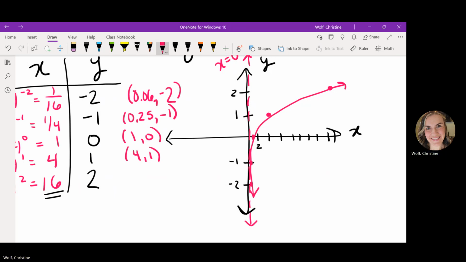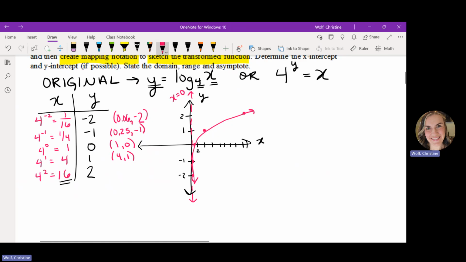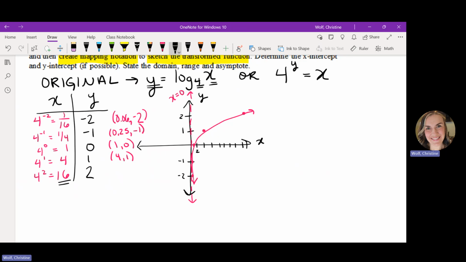Okay. It asked me to state a few things. So it asked me to state the x-intercept, which we already found. We graphed it. It was in our table of values. Okay. There is no y-intercept here. We didn't cross y.